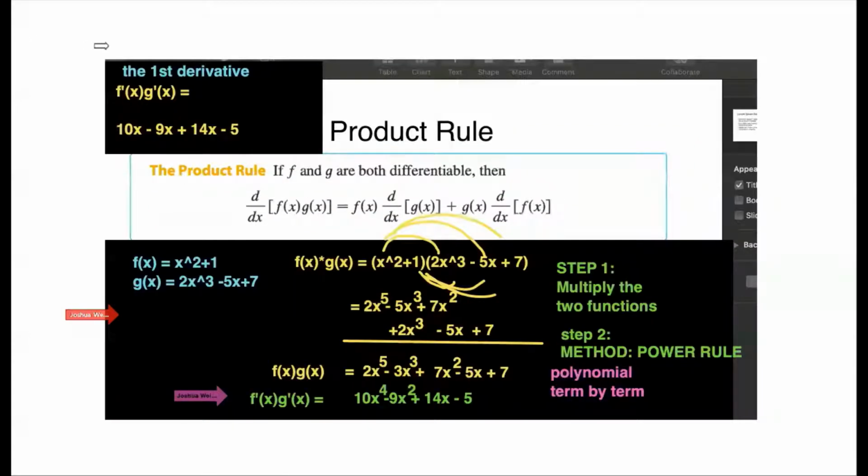So he said, well, give me an example. I said, well, polynomials are probably easiest, and I won't give you large ones. So I started with the parabola. I said, how about x squared plus 1 for f of x? And for g of x, how about 2x cubed minus 5x plus 7? I made it up on the spot.